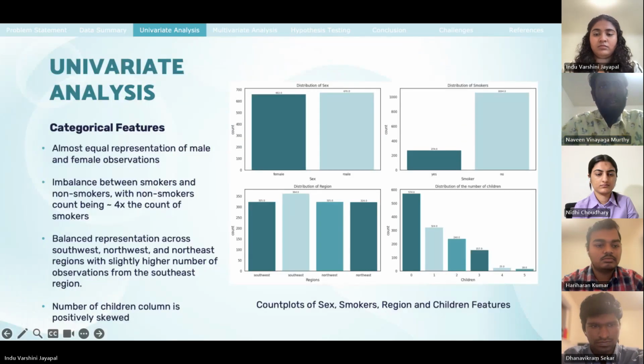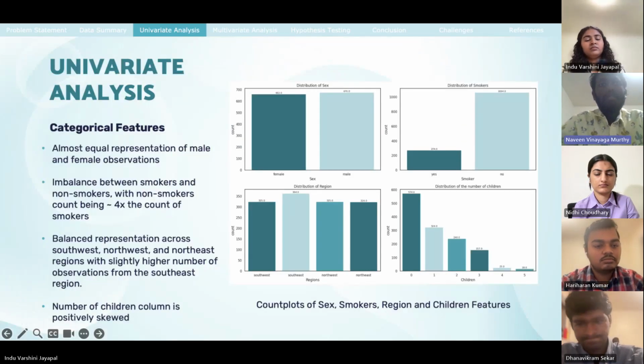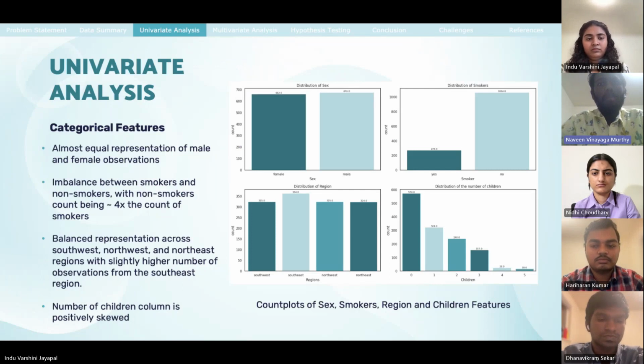Next slide. Yes, the first plot is plotted to check the gender count. In this plot, we can see that the number of males and females in the dataset are approximately equal. The second plot displays the count of smokers and non-smokers. As we can see, there's a huge difference between the two, so much so that the size of non-smokers is 4 times the size of smokers.